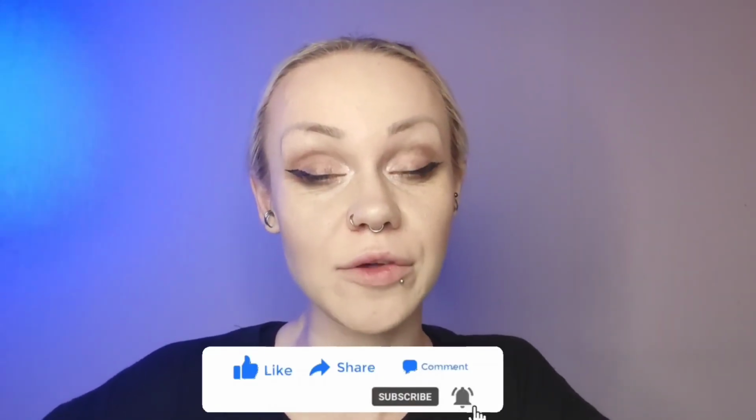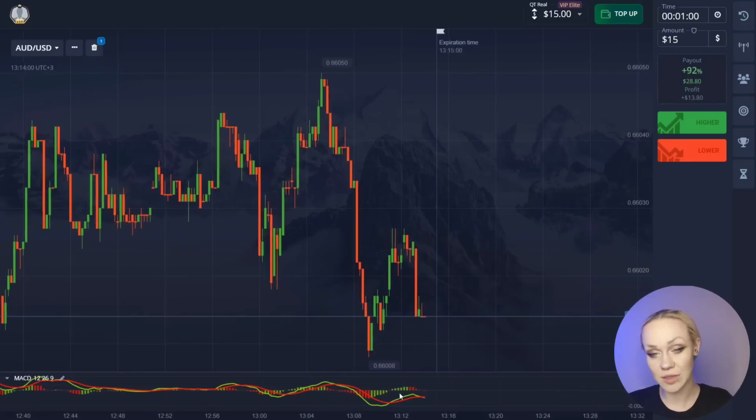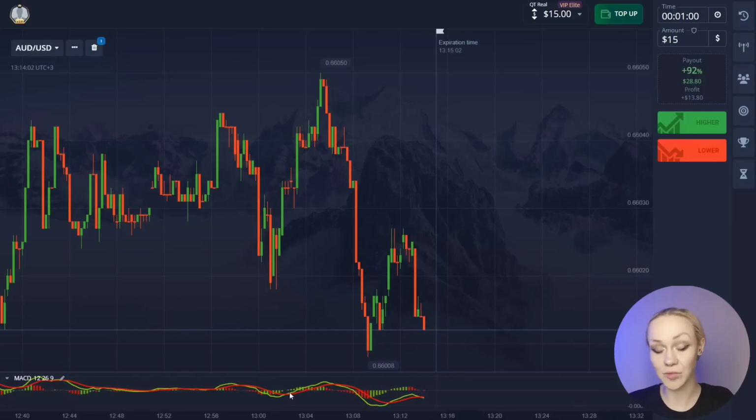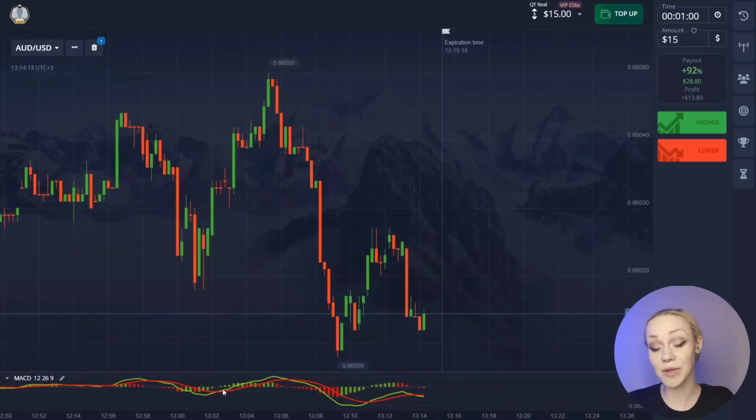And now we'll find the first entry point. This indicator is represented at the bottom of the screen and consists of green and red moving averages, as well as a histogram with red and green columns. When the green line crosses the red one from bottom to top and a green histogram is formed, we see that the price is showing good growth. That is, at such a crossing of the moving averages, we can open a trade for a raise.